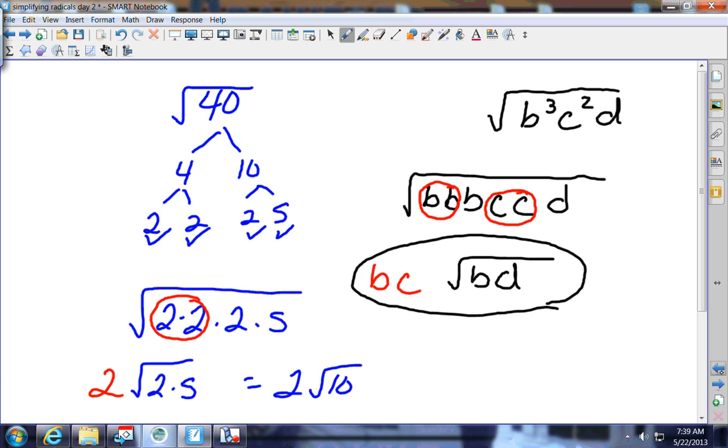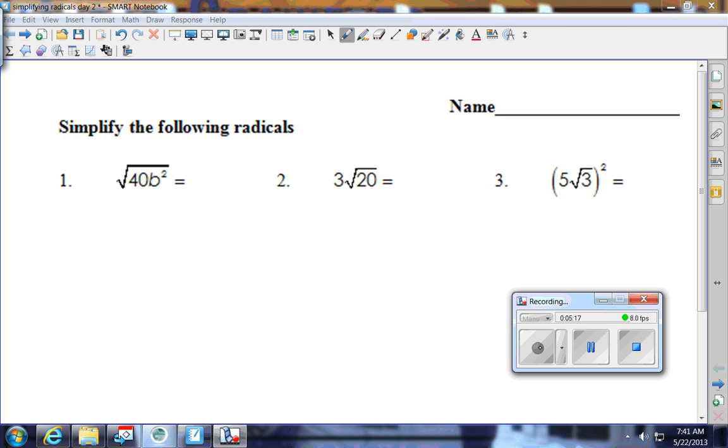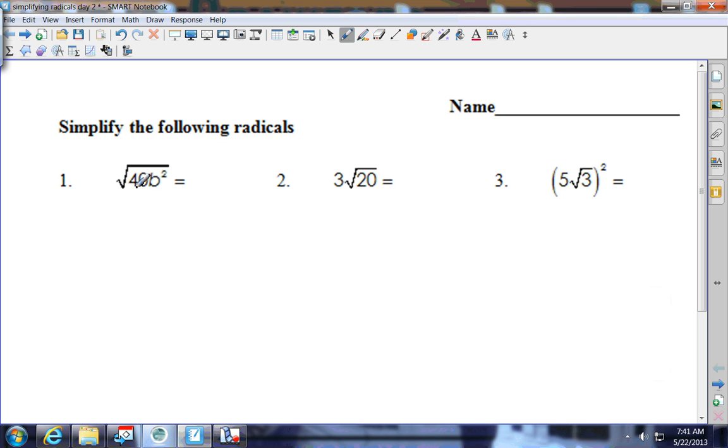So let's go. Do number 1 right now, based on what we just did. Okay, on number 1. First off, you need to treat the 40. We need to break this up. I have 4 and 10, 2 and 2, 2 and 5. Underneath the square root sign, so 2 times 2 times 2 times 5.